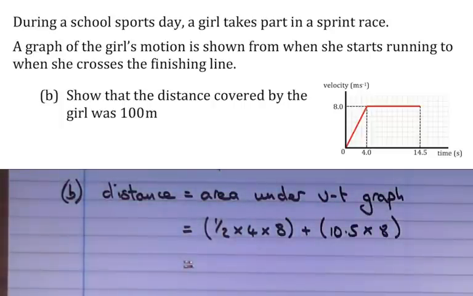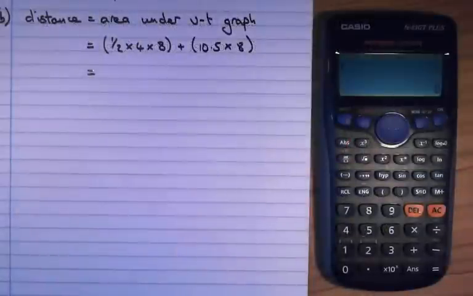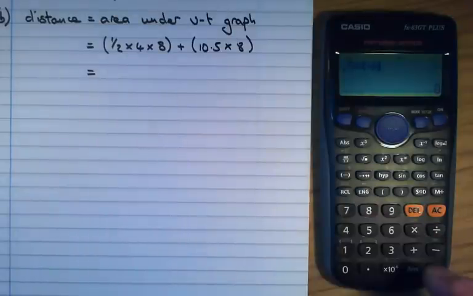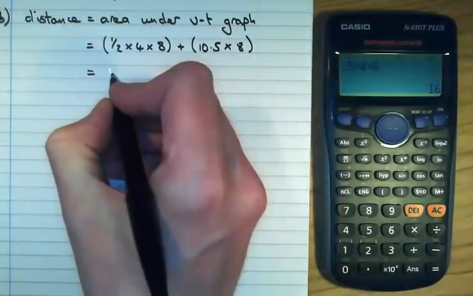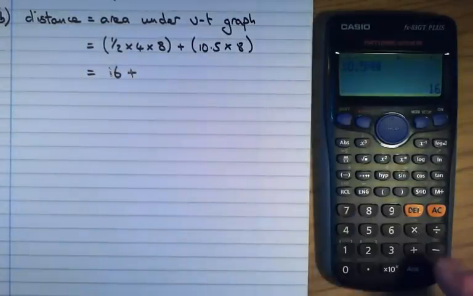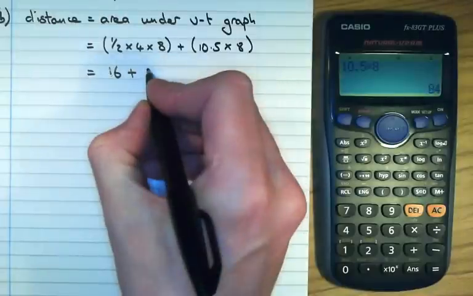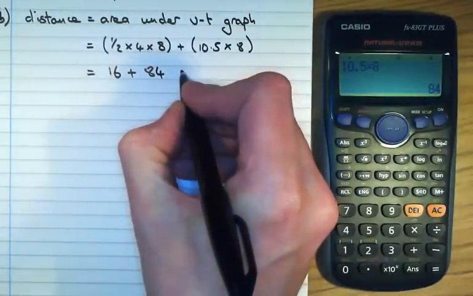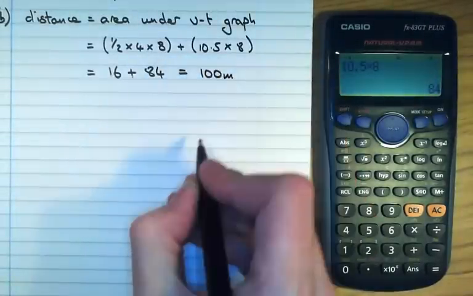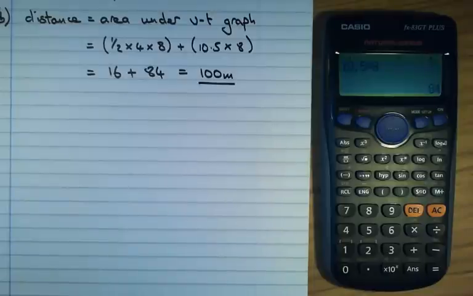Now at this point I should be looking at the calculator, and let's see, that first part I'll work out each term separately. So 0.5 times 4 times 8 is 16 meters, plus 10.5 times 8 is equal to 84 meters. And of course 16 plus 84 gives us the answer we're looking for, which is 100 meters.